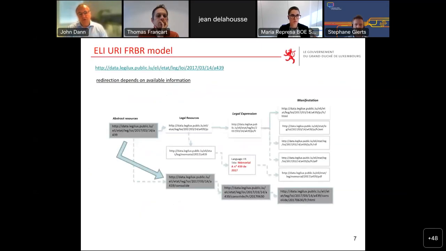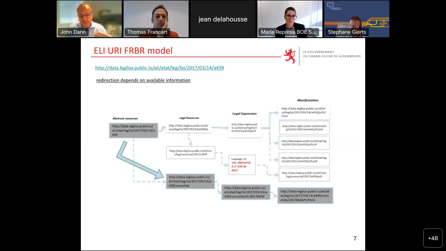Just maybe the FRBR model: one interesting part is how you can easily redirect people to what they actually need. An example here is a loi du 14 mars 2017. If I only have, for example, the manifestations, meaning the HTML or something like that, and it was amended afterwards, I can redirect people over time to what they actually need, which is a consolidated version.